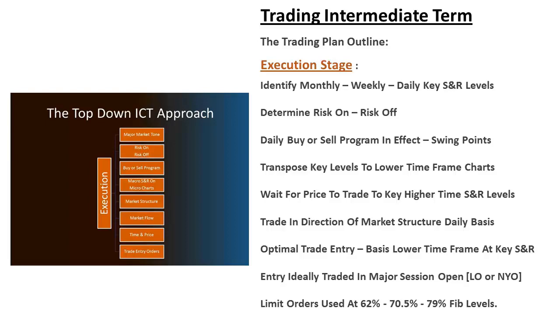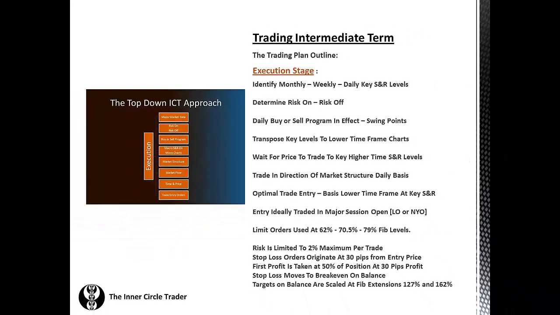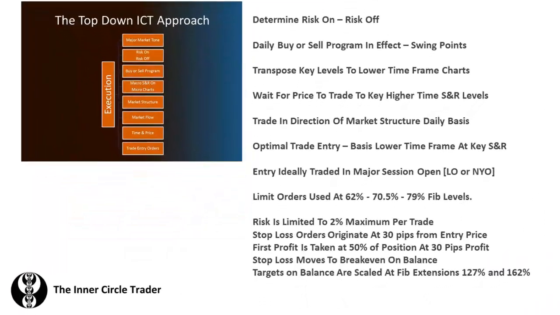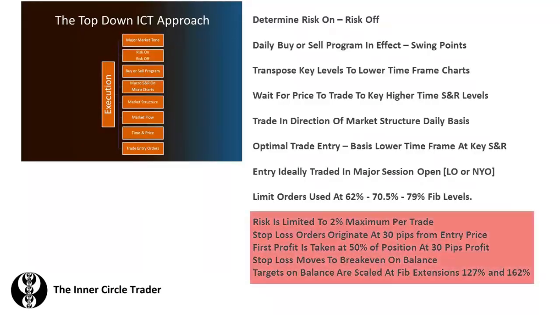Our entry orders are going to be based on limit orders, and we'll be keying off of the 62, 70.5, and 79% retracement levels on the fibs to arrive at our entry points. And every one of our trades will always have a maximum risk of 2%, never more. And ideally, less. If we take a loss, we reduce the risk as we go through.